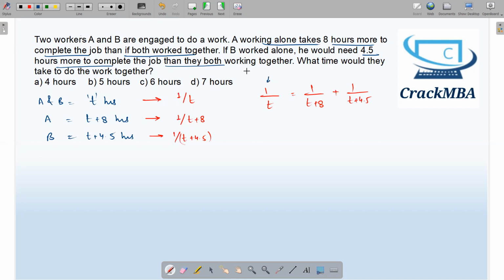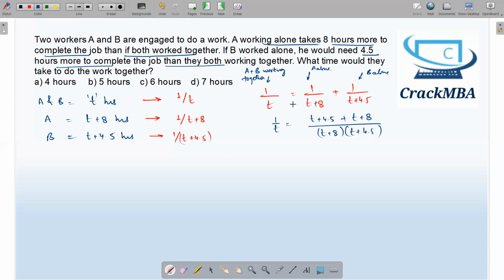This is A plus B working together. This is A alone, and this is B alone. We just have to solve this equation and find the value of T. Let's solve this equation. 1 by T is equal to what? T plus 4.5 plus T plus 8 divided by T plus 8 into T plus 4.5.